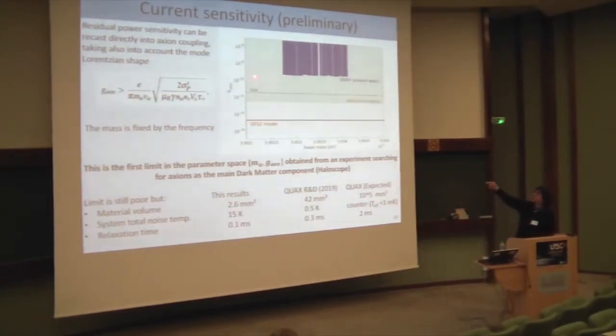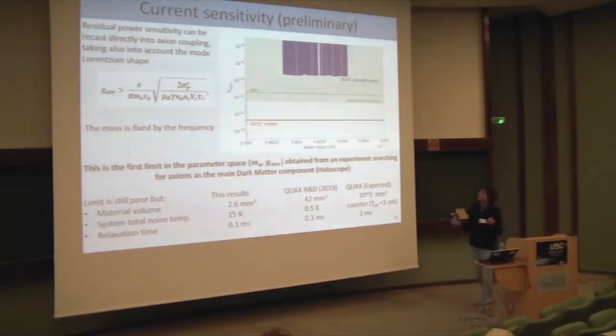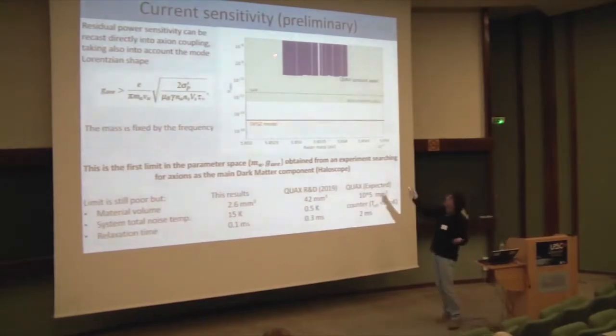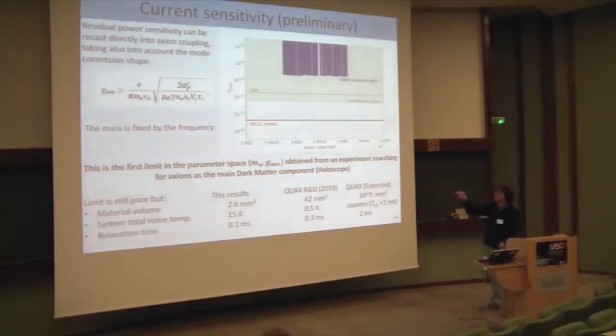This is the axion-electron coupling, and this is the axion mass where we are sensitive, on a very small bandwidth, because now we are really checking only our sensitivity. We can put some limits on the axion-electron coupling, which are, I mean, orders of magnitude way off from the models, but these are the first limits in this parameter space obtained from the experimental search for axions as the dark matter component.